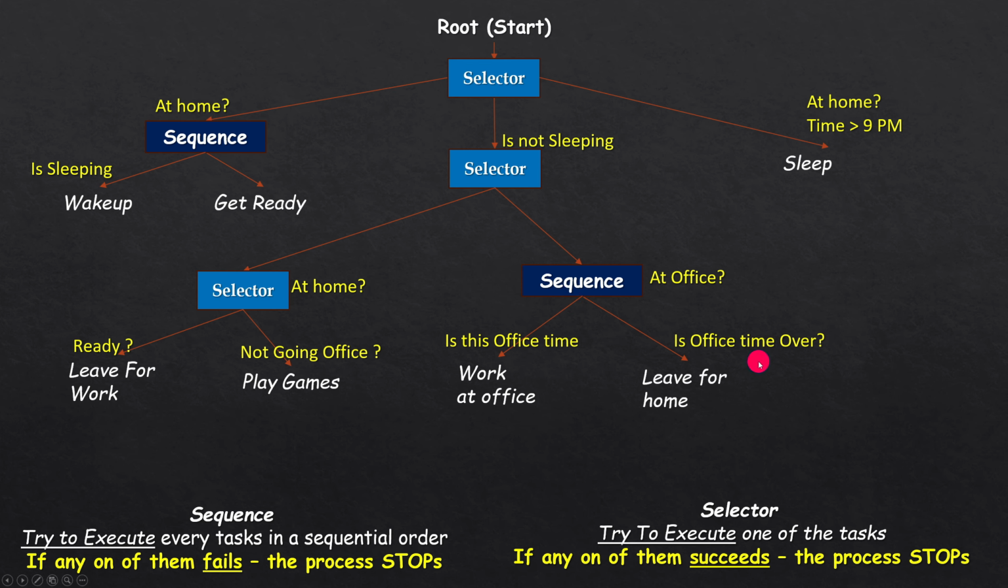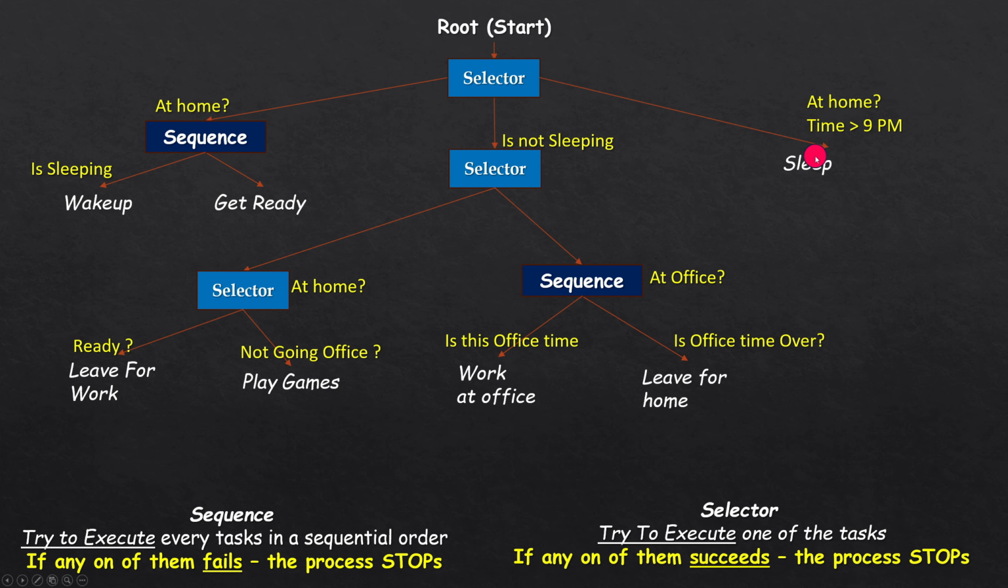Is office time over? No. That means I again have to work at office. So we can randomly pick any task from this work at office thing. Okay. So the office time is not over. That means it gives a false. Sequence will say, oh, my one of the tasks is failed. So I'll go back to selector and I'll say I failed. So selector will say, okay, I don't have anyone. So that means I'm failed too because this failed. This one failed too. I'll go back to selector. Selector will say, okay, I'll go to the next one. It will check, are you at home? No. So we'll go back.